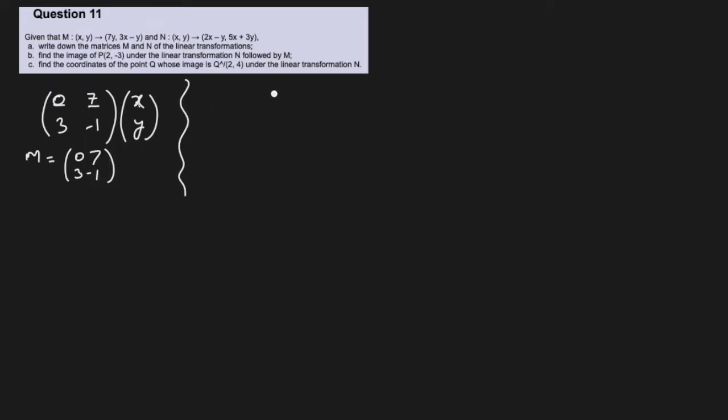Similarly, we'll do N also. So we need 2x minus y. So 2 times x minus 1 times y, so 2, minus 1 on top. Then 5 times x is 5x and 3 times y is 3y. So N is 2, minus 1, 5, 3. That's straightforward.